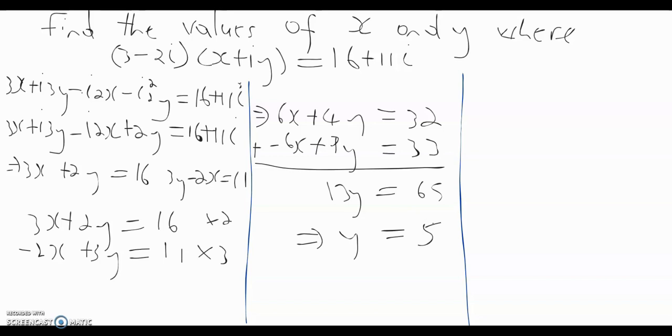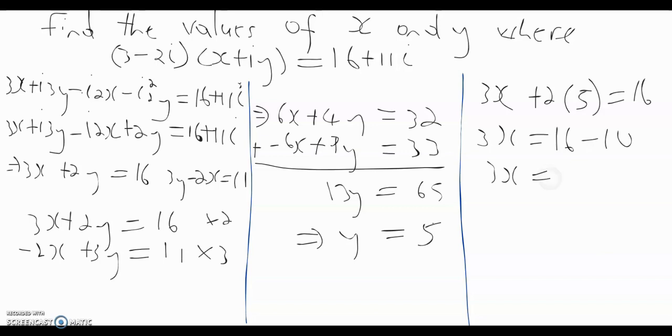So probably I could sub it in the first equation, which is 3x plus 2y equals 16. So I'm going to have 3x plus 2 times 5 equals 16. So 3x equal 10. Well, no. This will be 3x equal 16 minus 10. So 3x equal 6, x equal 2. So therefore, x equal 2 and y equal 5, right? Pretty much we're tying in multiplication of complex numbers with equality of complex numbers.